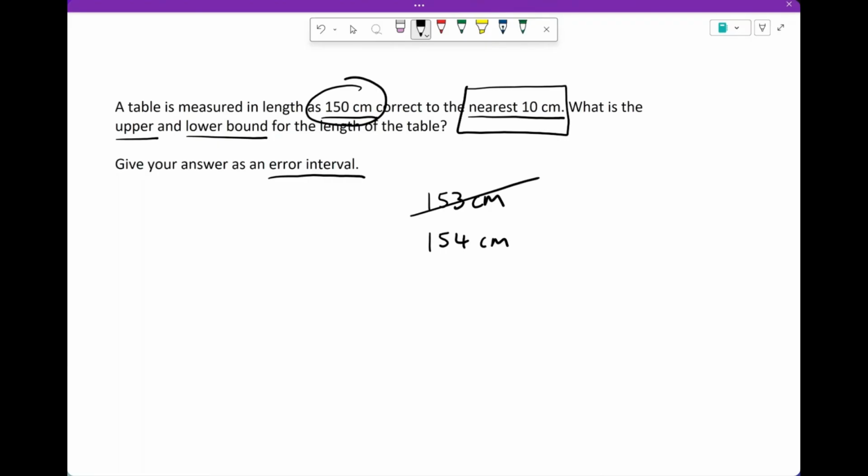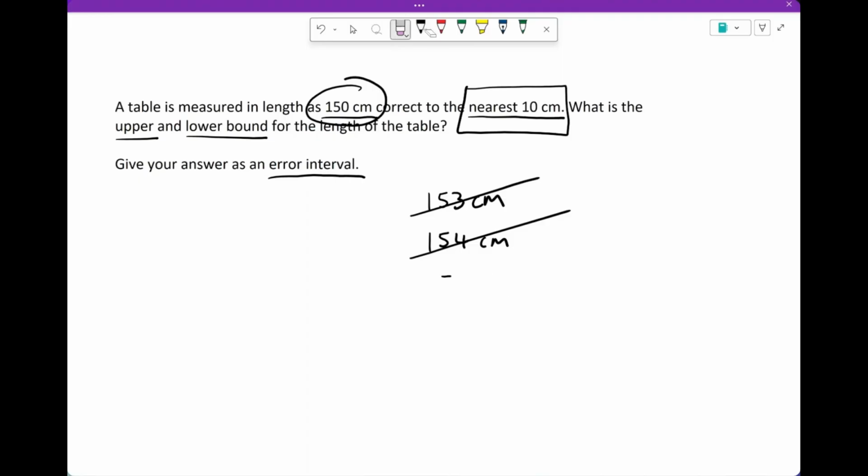And then we think 154, is there a larger number than that? Well, you could have 154.5 centimeters. That rounds to 150. So therefore the 154 can't be the upper bound. And you could keep going like that. But that's inefficient. We want to have a direct method of getting to the answer. So let's go through that.